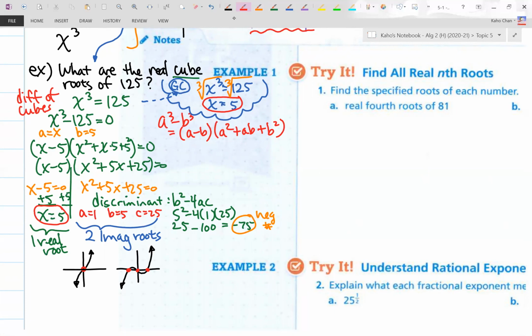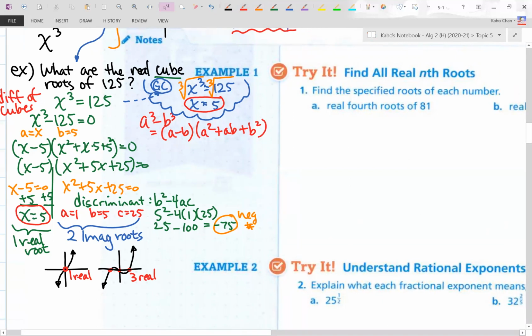1 real or 3 real roots. Okay? All right. So keep that in mind. A cube could have those 2 possibilities. You guys ready for the note takers example? Let's go ahead and do that.